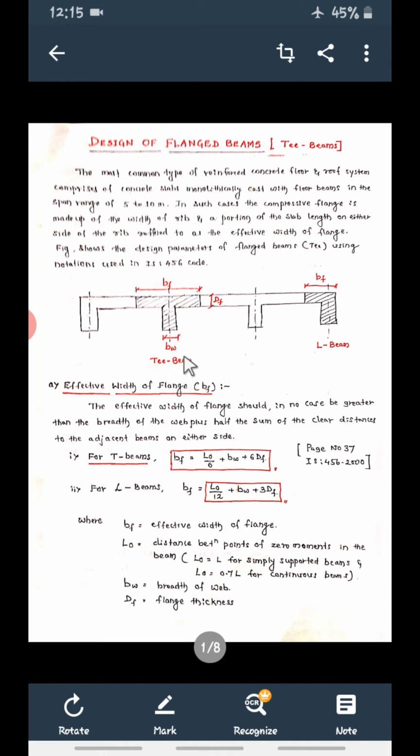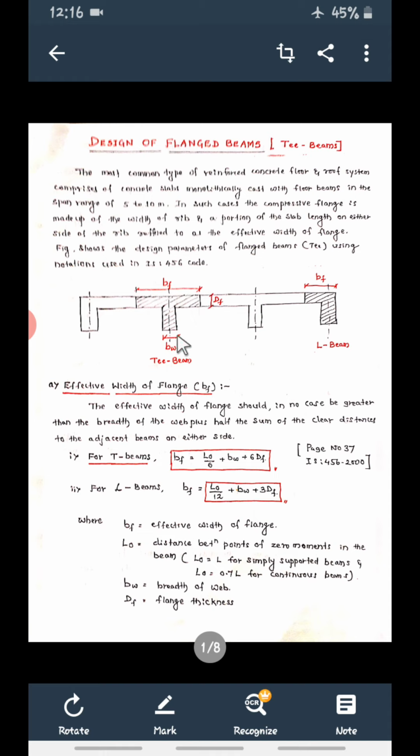Some things you have to remember, which we already know from the analysis. One is the effective width of flange, that is called BF. Now see, this is a continuous slab and over the beam the slab will be continuous. Now what are the elements of this T beam? If you design this beam or this, any one beam, how much slab portion do we have to consider? This is nothing but BF. F means flange. So this is the flange and this portion is the web or rib. This length is indicated as BF, breadth of flange.